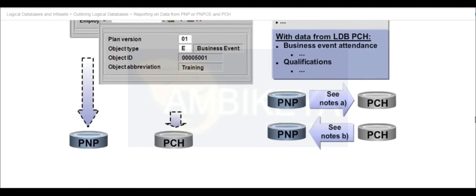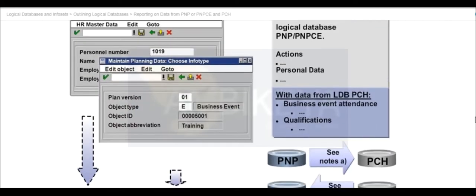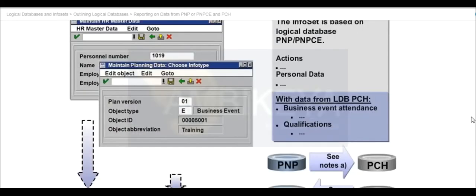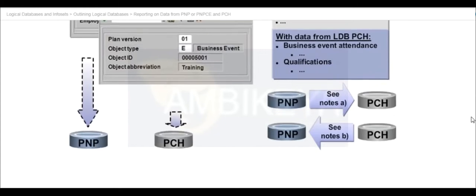You want to output data from info types 0000 to 0999 and data from some info types from the PCH database, such as personnel development or training and event management info types. In this case, you must work with logical database PNP or PNPCE. If you create an Infoset using PNP or PNPCE, you can include info types from PCH in the Infoset.